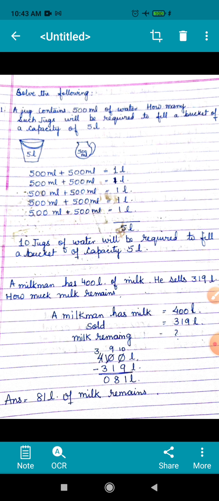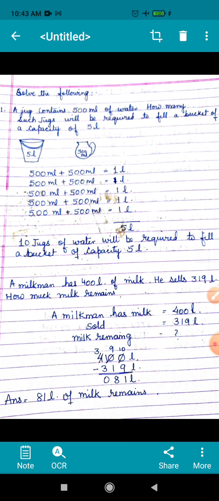In the previous class, you all learned about capacity. You also learned how we can convert a bigger unit into a smaller unit and a smaller unit into a bigger unit. Besides that, you learned how to add and subtract liters and milliliters. Children, in today's class, we will do a few word problems based on the knowledge that we have learned before.